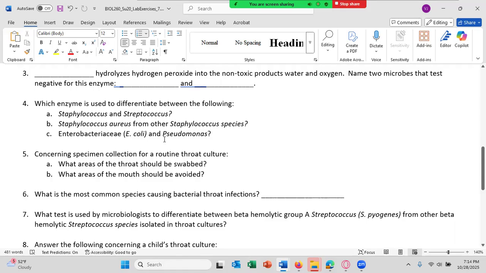5, concerning specimen collection for routine throat culture, what areas of the throat should be swabbed? And I changed that to plural, so you must give 2 answers there. And then what areas of the mouth should be avoided? And you should also give at least 2 answers there. 6, what is the most common species causing bacterial throat infections?